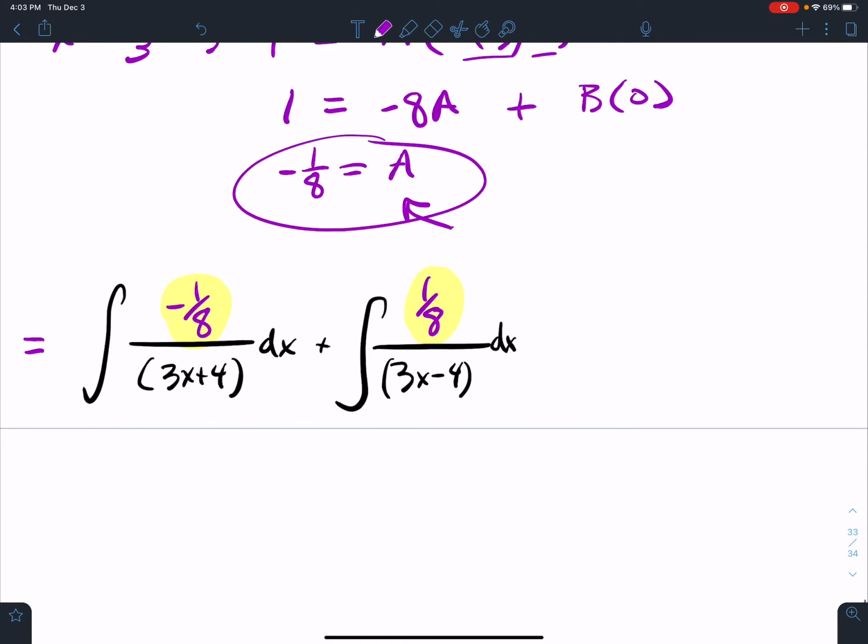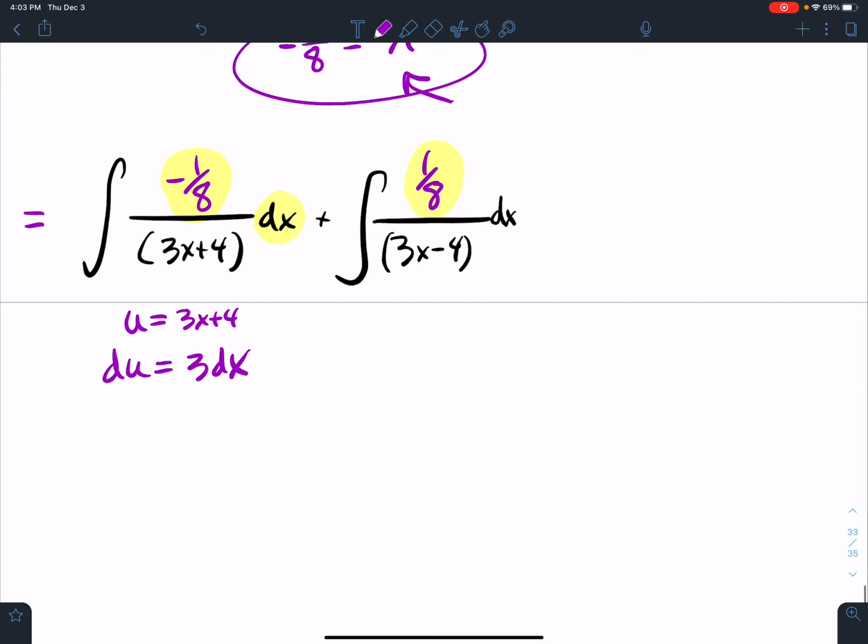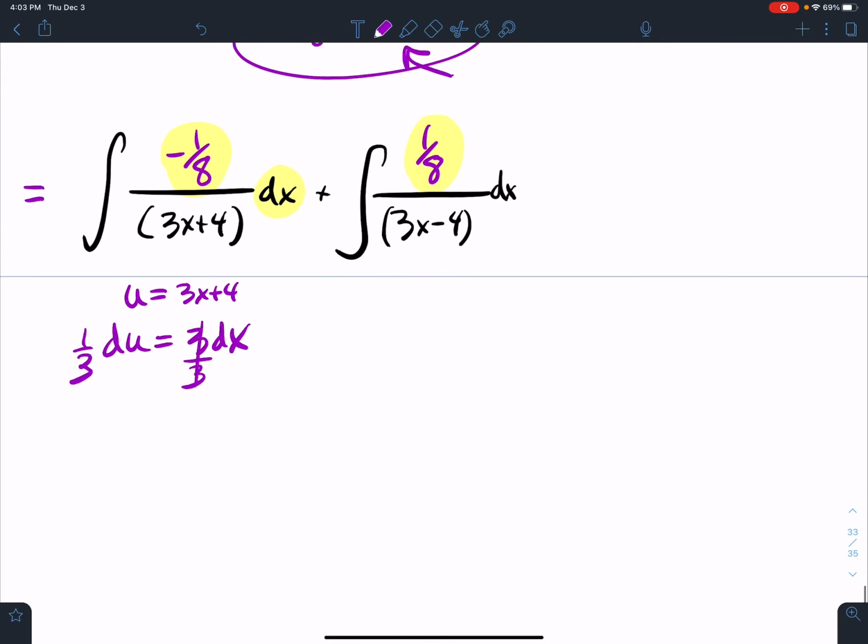So let's try it out, see if we can get it to work. Let's do u substitution. u equals 3x plus 4. du is equal to 3 dx. Well, I don't see a 3 dx, but I see a dx, so I'm going to divide both sides by 3. So I have 1/3 du.